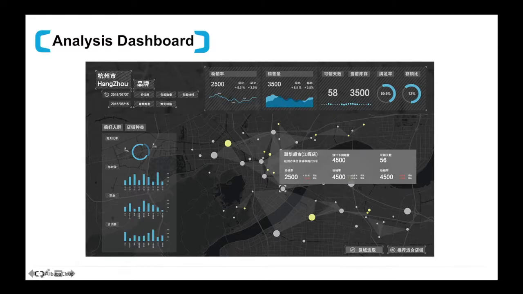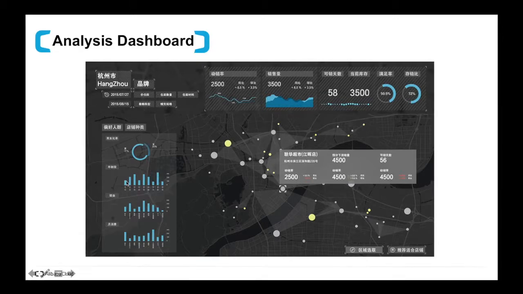So this example dashboard shows the sales information of one product in Hangzhou. At the top you can see the sales revenue information and the current inventory information, and there is a section here that, based on the current inventory and sales revenue information, gives a prediction of how many days this product can be sold.